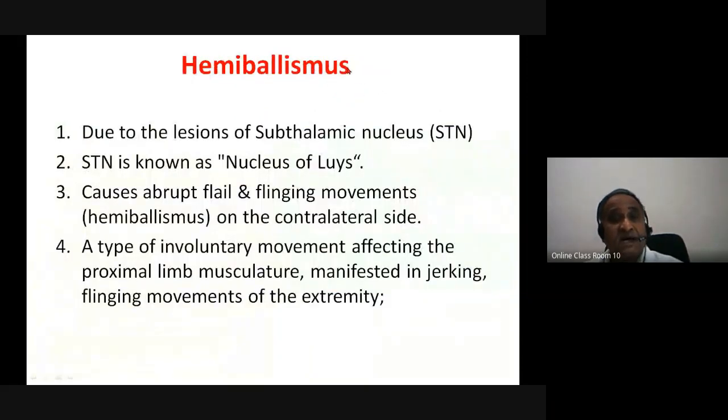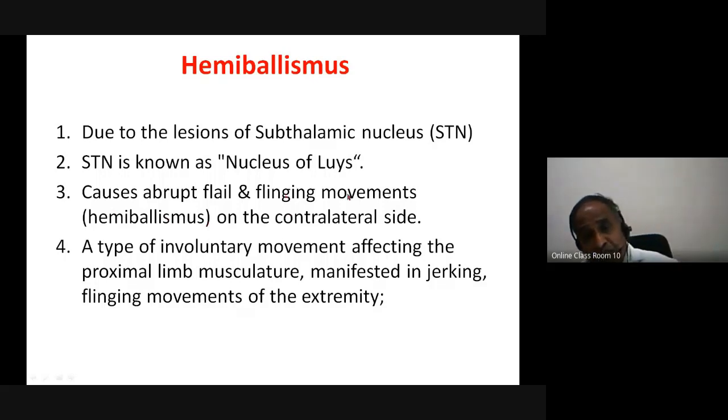Now, I will talk about hemiballismus. Hemiballismus is a sudden or abrupt flail or flinging movements of the limbs. Just somebody throws like this, continuously throwing, flail and flinging movements or a dancing movement. So this type of movements is known as a hemiballismus.